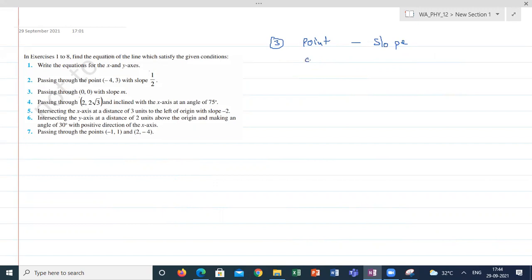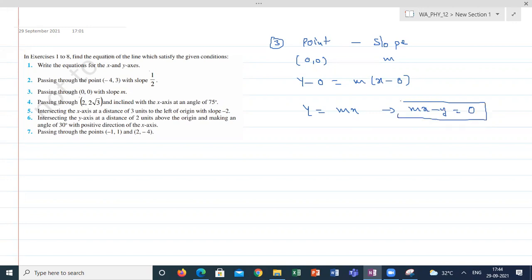So the point is (0, 0), and the slope is m. So y minus 0 is equal to m into x minus 0. So y equals mx. In standard form, mx minus y is equal to 0. This is the equation of the required line.